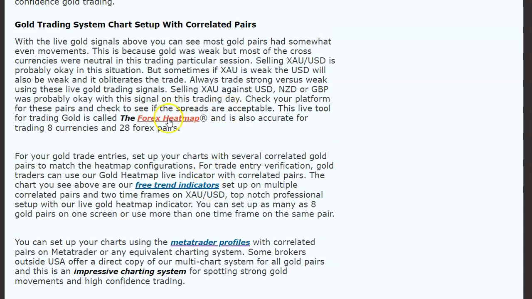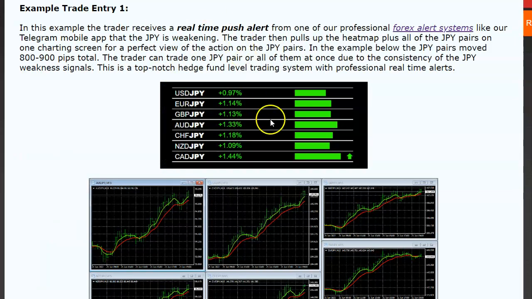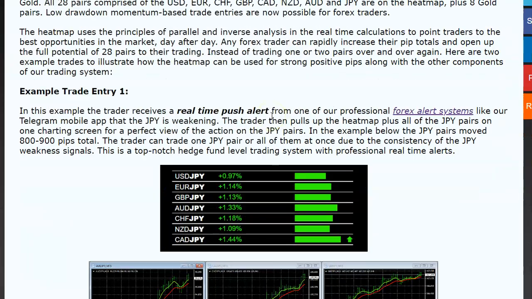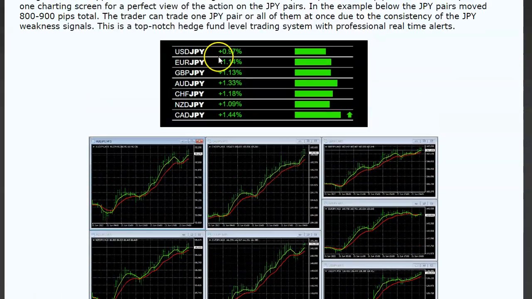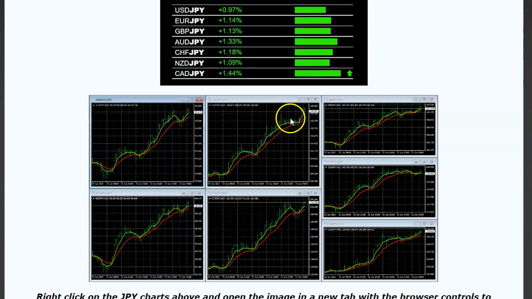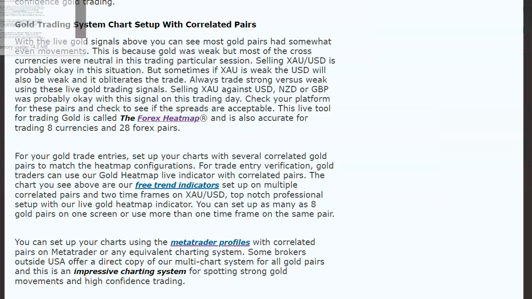Now the Forex heat map is our live indicator for 28 pairs plus gold. And we've been setting up the charts like this, like the correlated pairs with the yen pairs, euro pairs, and 8 different currencies for a long time. We're just transferring that over to gold. It's the best charting system and live indicator system for trading gold, 28 pairs, and 8 currencies along with gold.